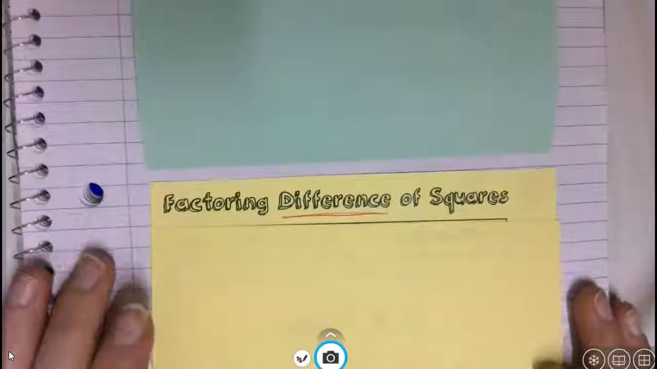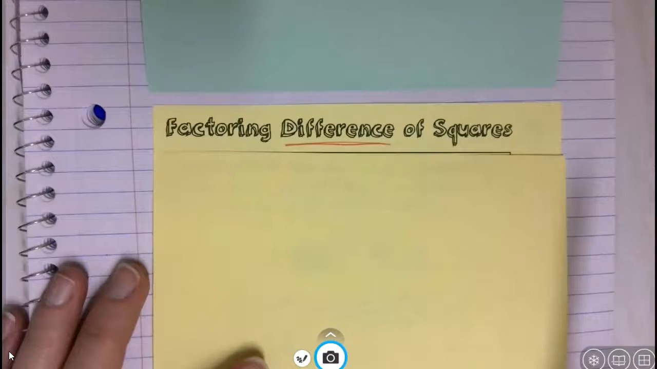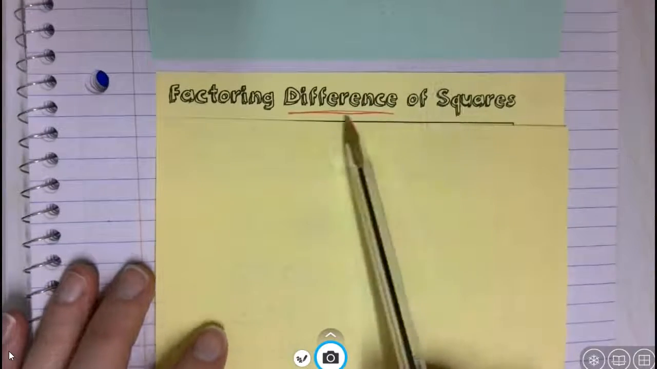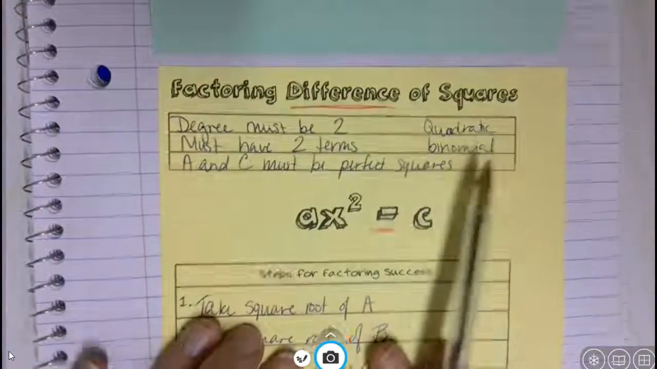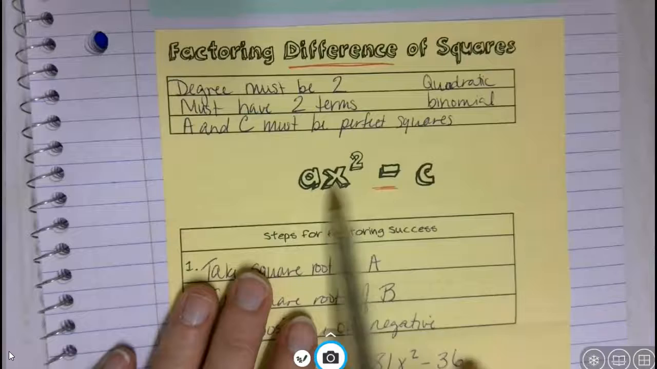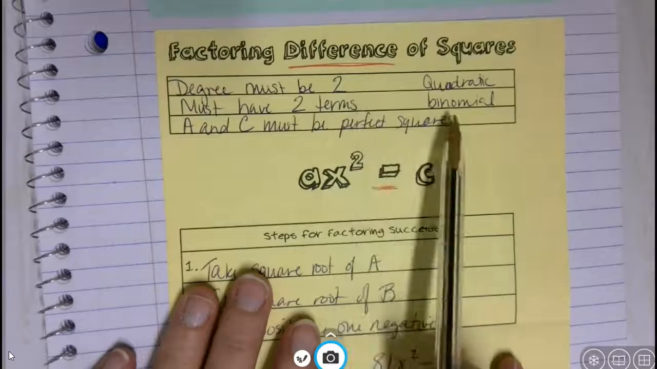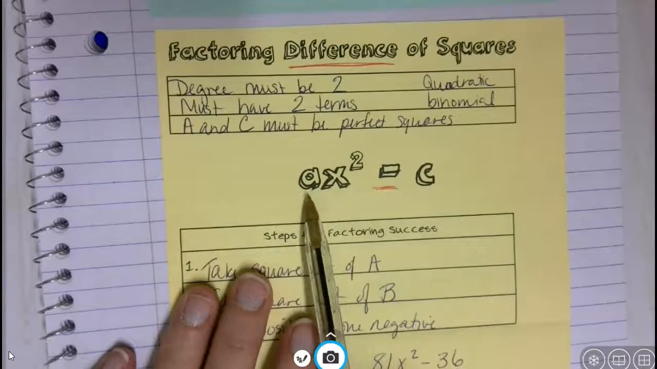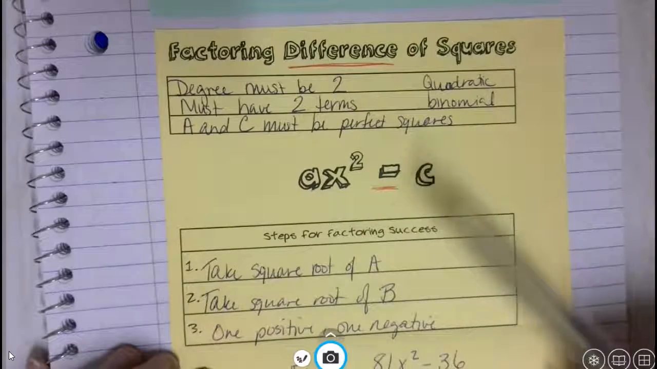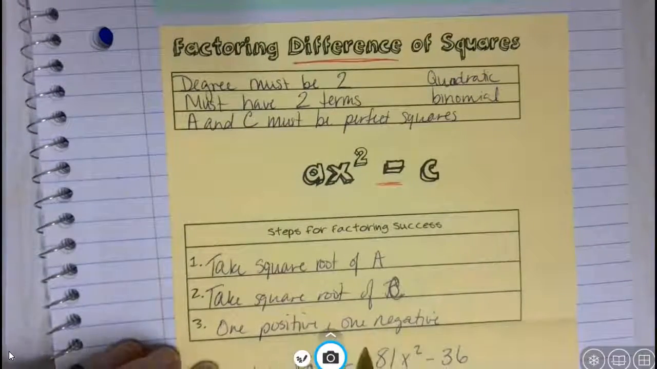The second pattern we're looking at is factoring the difference of squares. Now this one you're going to use a bunch, so make sure you recognize it. One thing I want you to think about is, what does difference mean? Difference means I'm subtracting. So I'm subtracting 2 squares. That's the pattern I'm looking for. Again, I must have a quadratic, so my degree is 2. I only can have 2 terms, my x squared term and my constant, so it's a binomial. I also have to be able to know the square root of my first term and my last term. So I take the square root of a, and the square root of c, and one's positive and one's negative.